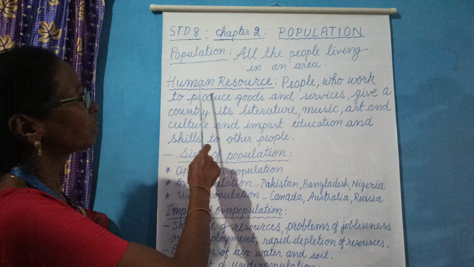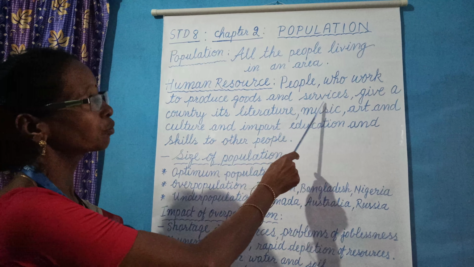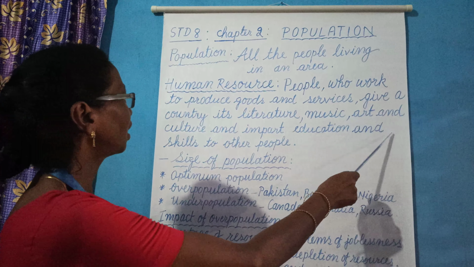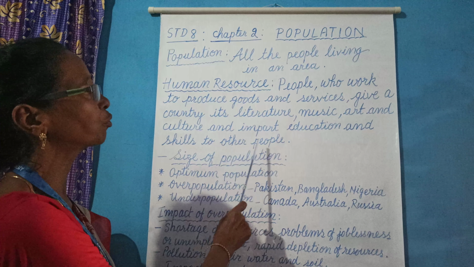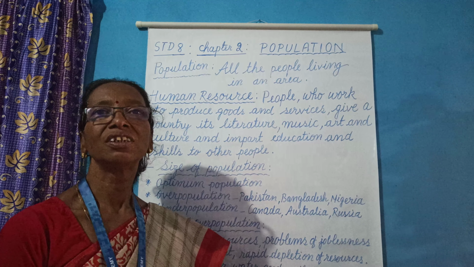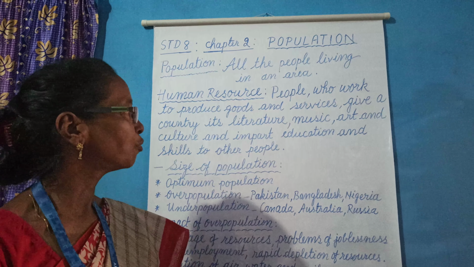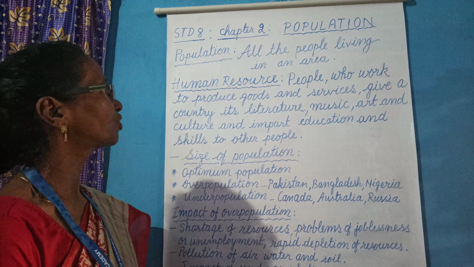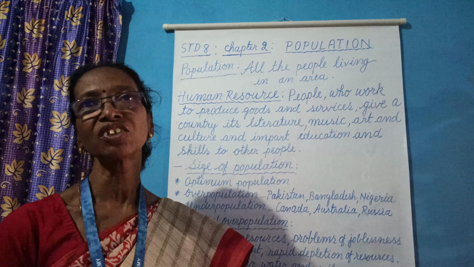So, human resource: the people who work to produce goods and services, give a country its literature, music, art and culture, and impart education and skills to other people. So only the people are the resource. They can use all the natural resources and make use of them for the people living in a country. So if you see our country or other countries, there are millions of people.